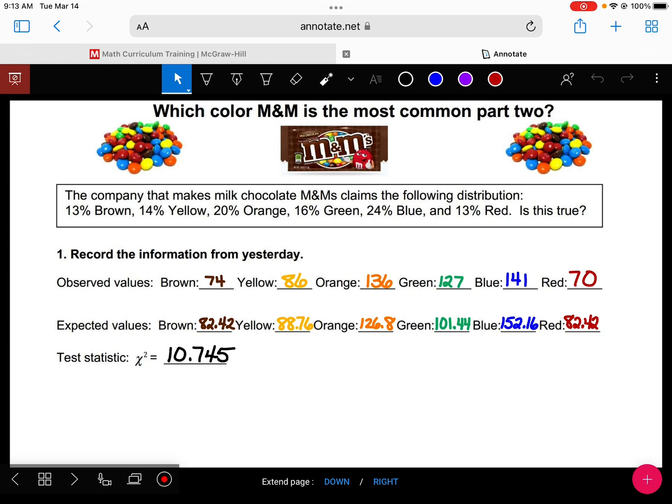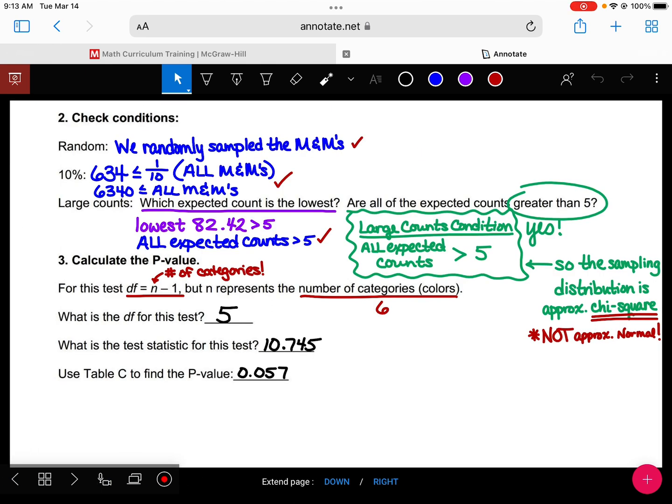And then we get to large counts. If all of our expected counts are greater than 5, then we meet our large counts condition. When we do t-testing, we need to look at central limit theorem, 30 or greater. For chi-squared testing, we want all of our expected counts to be 5 or greater. So as long as your lowest one is greater than 5, you've met that condition. So you would write down, here's my lowest expected count, it's greater than 5, all my expected counts are greater than 5.